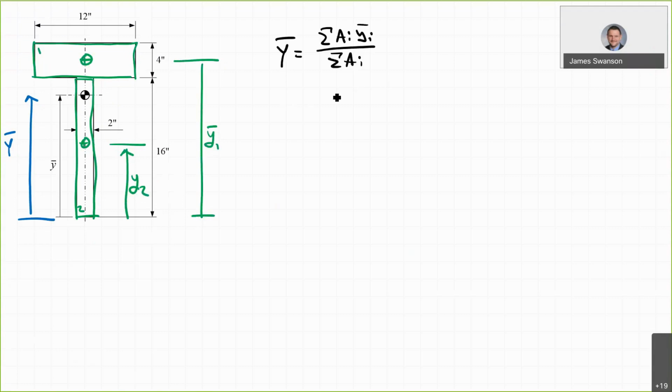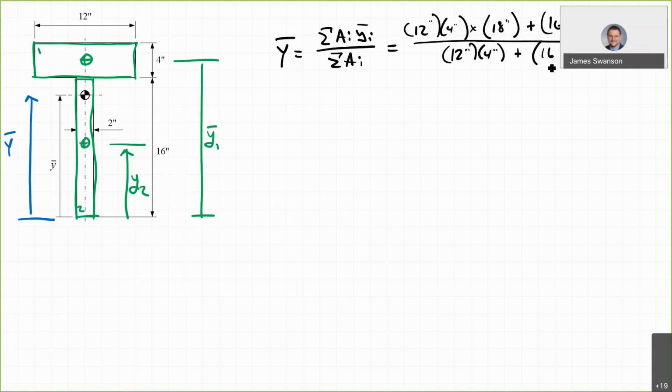So if I write that out, what I get is 12 times 4, and then multiplied by this distance, which is 16 plus 4 over 2, so that's going to be 18 inches. And then for the lower part, we have 16 inches times 2 inches for the thickness, and then multiplied by 16 over 2, which is 8 inches. And then down here, we just have the area, 12 inches times 4 inches, plus 16 inches by 2 inches.